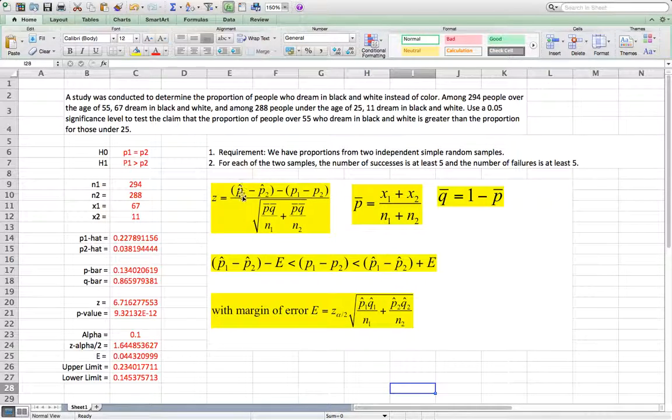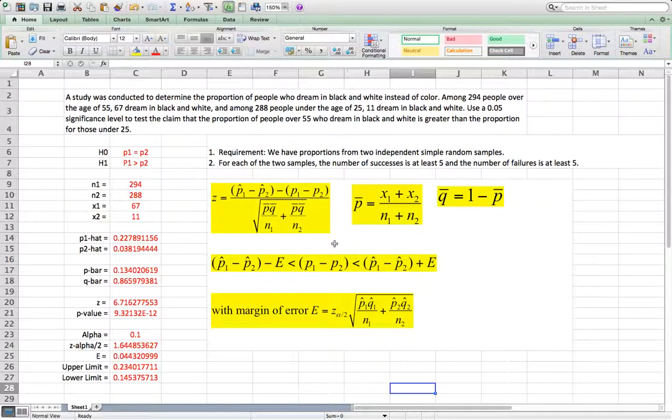P1 hat is the proportion from sample 1. P2 hat is the proportion from sample 2. Then P1 and P2 are the proportion from population 1 and the proportion from population 2. Then this P bar is x1 plus x2 over n1 plus n2. You can say x1 is the number of successes in sample 1, n1 is sample 1's size, x2 is the number of successes in sample 2, and n2 is sample 2's size. Then q bar is 1 minus p bar.